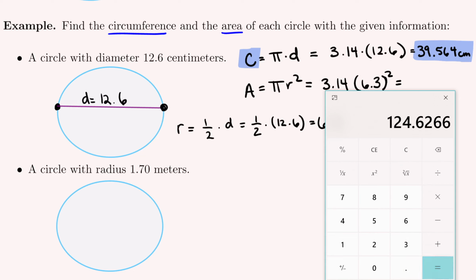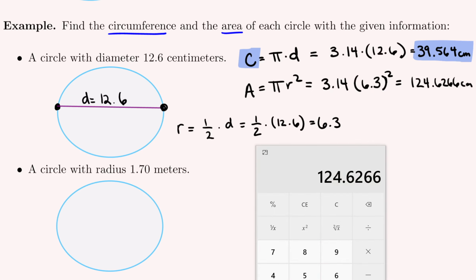124.6266. On our upcoming online quizzes and exams, be sure when you do these problems, if it goes on for many decimal places, within the quizzes and exams, there will be a certain rounding that is mentioned. So just pay attention. Does it say round to 1 decimal, 2 decimals? Here, let's just leave all 4.